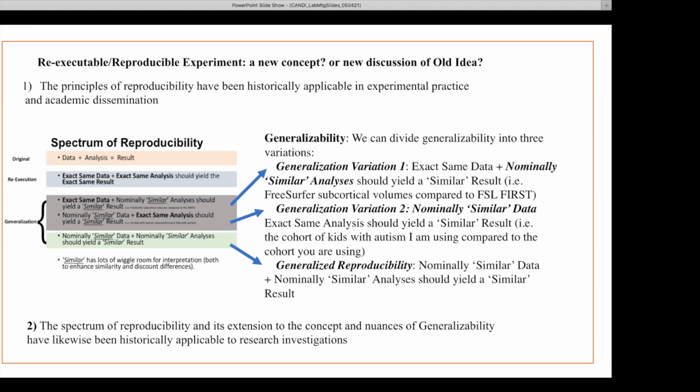So you can then also look at generalizability, in which you may use the same data and nominally similar analyses. It should yield a similar result. Or nominally similar data, exact same analysis and nominally similar data should yield a similar result. Or nominally similar data and nominally similar analysis should yield a similar result. So we've got two big chunks there, but that's a spectrum of reproducibility that we're working with in science overall.